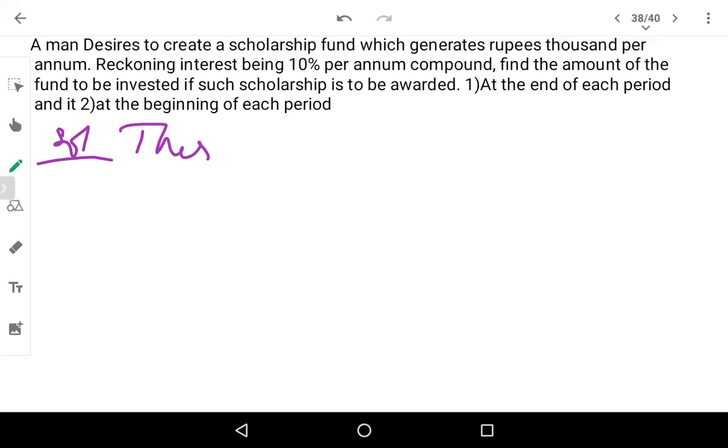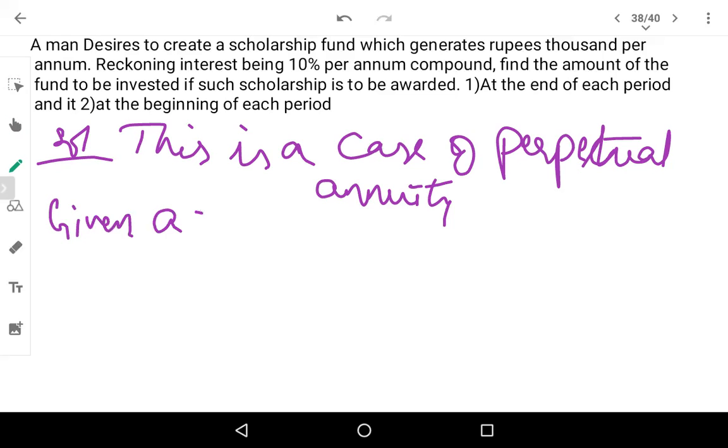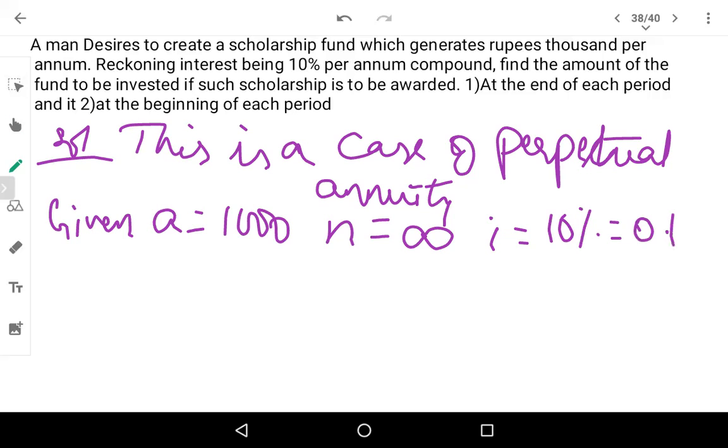So this is a case of perpetual annuity. And what all have they given to us? Given is annuity is 1,000 rupees and number of years is for infinity. It just goes on. There is no end. So number of years is infinity. And what is the interest? 10%, which is nothing but 0.1.